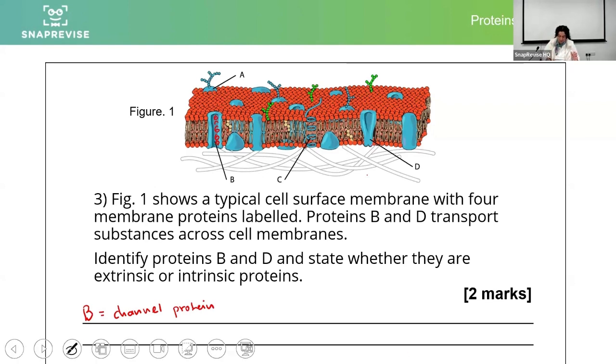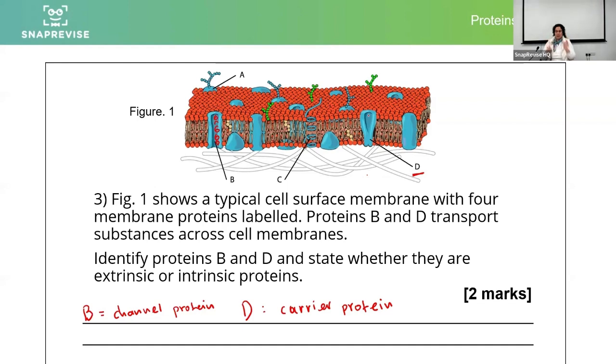Whereas if I look at my protein D, I will call that my carrier protein. And how do I know that? Because I can see that part of my protein down here is sort of closed and it's open towards the outside. So typically what this carrier protein is going to do is a substance that needs to be transported is going to bind up here to the open side. The protein will then undergo a conformational change. It will open the other way, basically, and then the substance can be released into the inside of the cell.